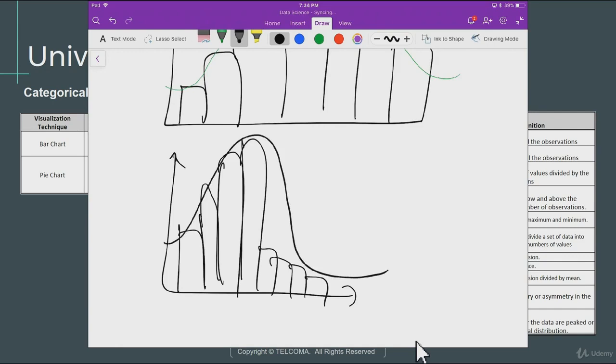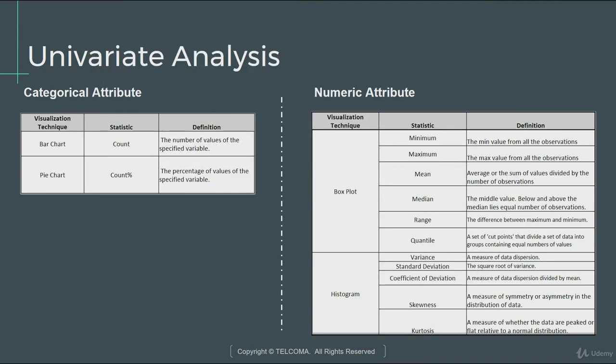So coming back to the crux of the topic, we've looked into basic numbers like minimum, maximum, mean, median, range, quantile using the box plot. And to understand more advanced measures about the data set, we have a histogram which will help us understand variance, standard deviation, coefficient of deviation, skewness, and kurtosis. The visual tour I gave you is a simple example just to give you a visual experience of how these different measures look and how they are calculated.